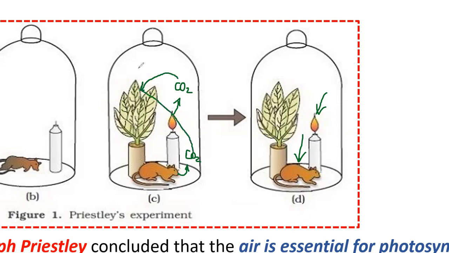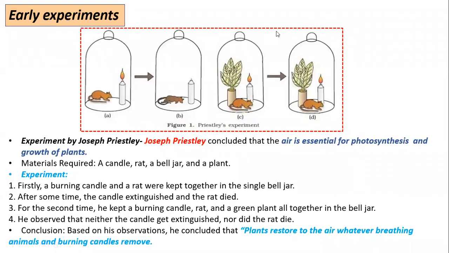And this plant is going to release oxygen, which is very essential for the mice for breathing in, or for inhalation, and also the oxygen helps the candle to continue burning without getting extinguished. So those are the two reasons. That was the final conclusion that Joseph Priestley came to from his experiment.